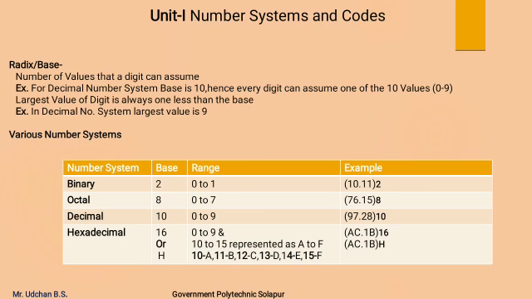Hexadecimal number system has a base of 16. The range starts from 0 to 15, from which 10 to 15 is represented as A to F, that is 10 as A, 11 as B, 12 as C, 13 as D, 14 as E, and 15 as F. You can see the examples of various number systems in the given table.